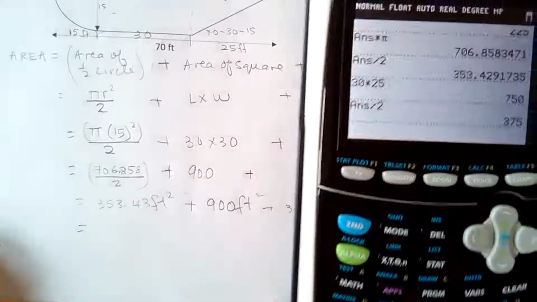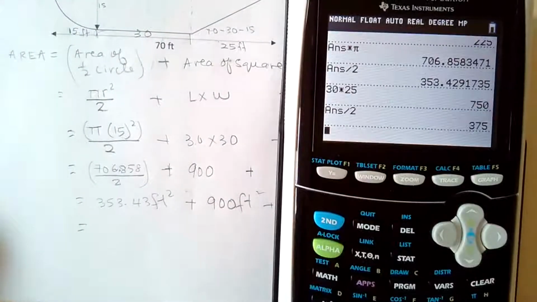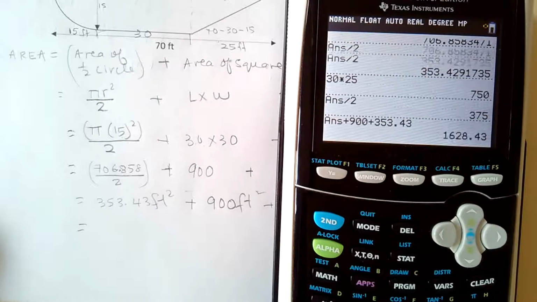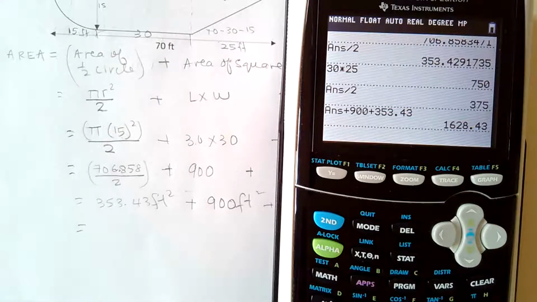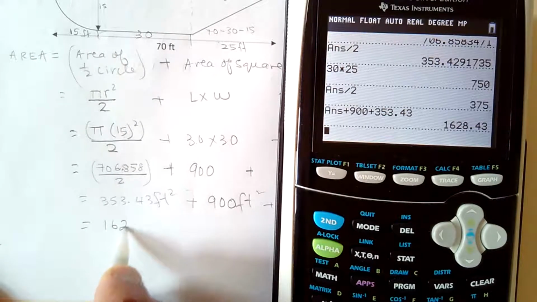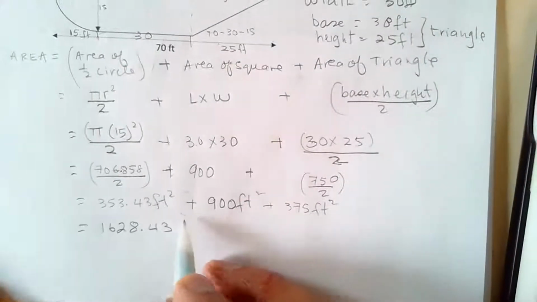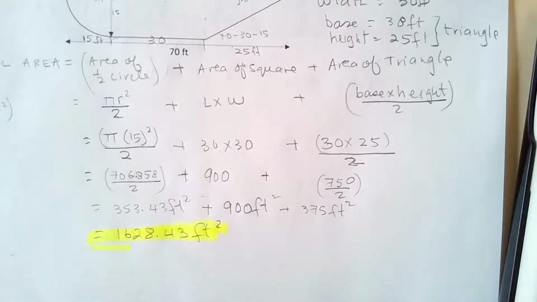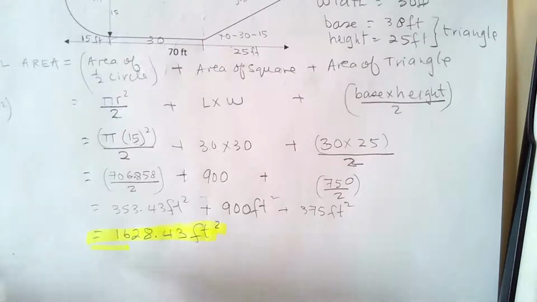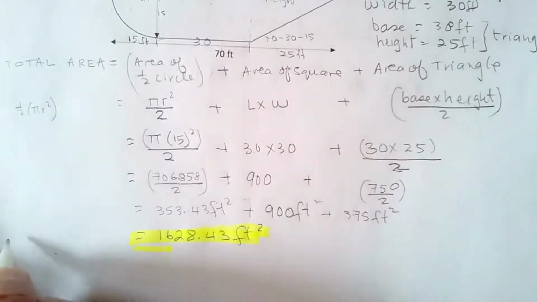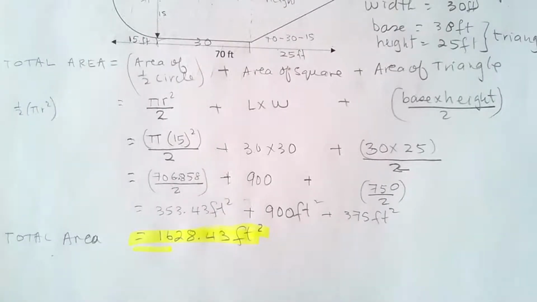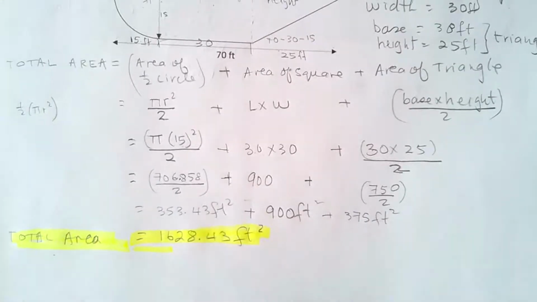Put them all together. We add these up. We have 375 plus 900 plus 353.43 gives me a measurement of 1,628.43. So our total area is 1,628.43 square feet.